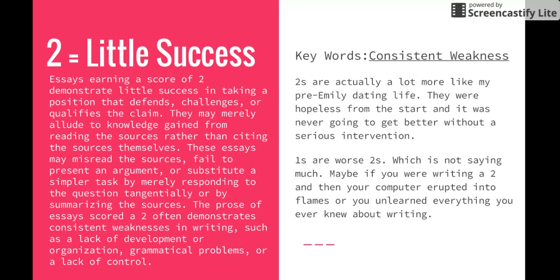And then you got 1s. 1s are worse than 2s, which is really not saying much. Like, you could get a 1, I guess, if you're writing and it's going to be a 2, but then your computer blows up, or maybe you get hit in the head and all of a sudden you don't remember anything you've ever learned about writing. That's a good way to get a 1.